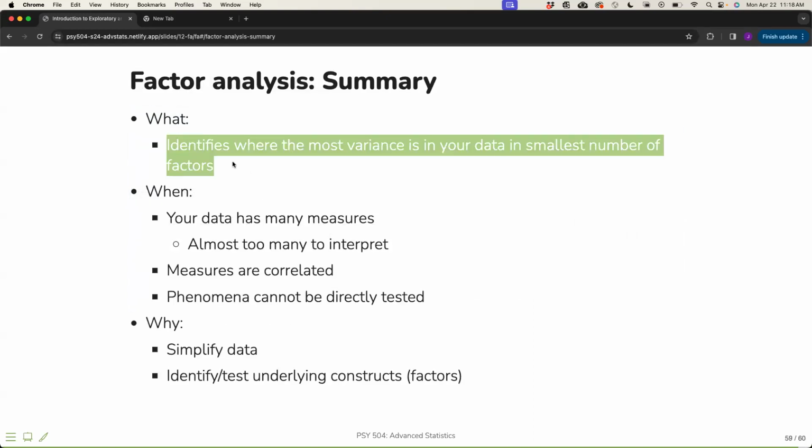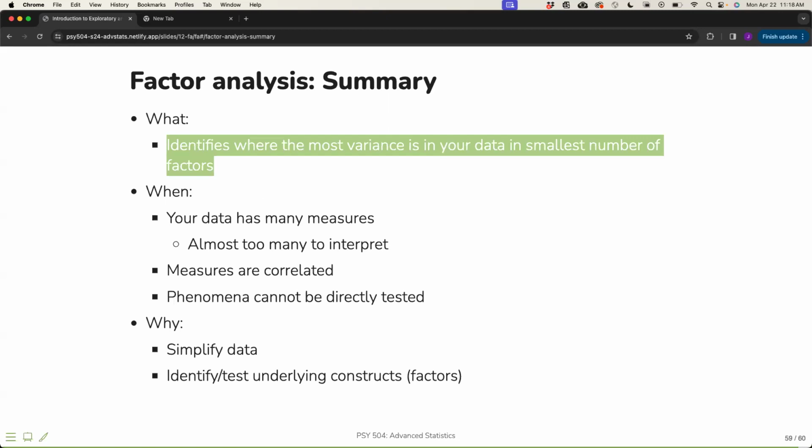So to wrap up everything, what is factor analysis? It's a method where we can extract the most variance from our data, whether it's common variance or total variance, in the smallest number of factors. When should you use factor analysis? When you have lots of variables or lots of items. You should use it when your measures are correlated or you're interested in testing some type of latent construct.